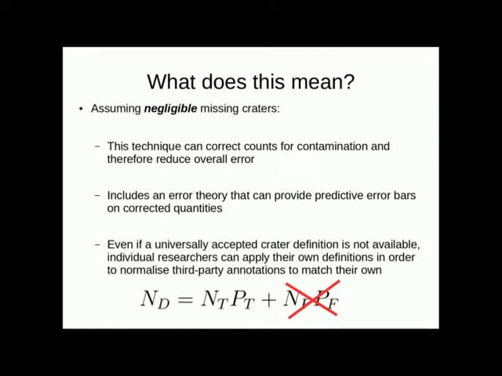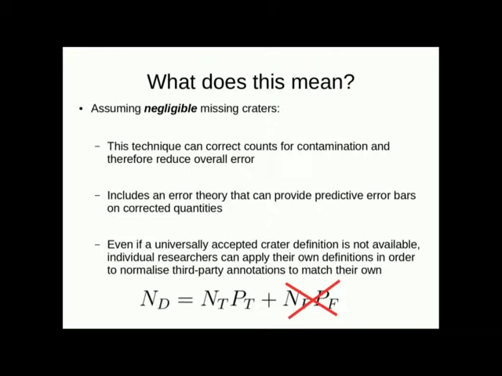So what does this actually mean in real terms? Well, assuming that there are negligible missing craters, so false negatives are not necessarily a problem, then this technique can be used to correct counts for contamination, thereby reducing the overall error. And the inclusion of an error theory within linear Poisson models can also provide predictive error bars on those corrected quantities.